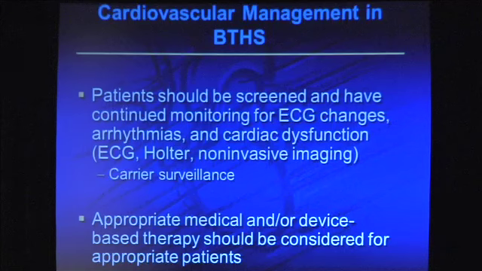And so that's where we're very aggressive in what we do with our electrocardiographic monitoring, like the devices I was showing you, and the heart squeeze problems and offering therapy. And we do think appropriate medical and device-based therapies should be considered for everyone that has these potential problems.